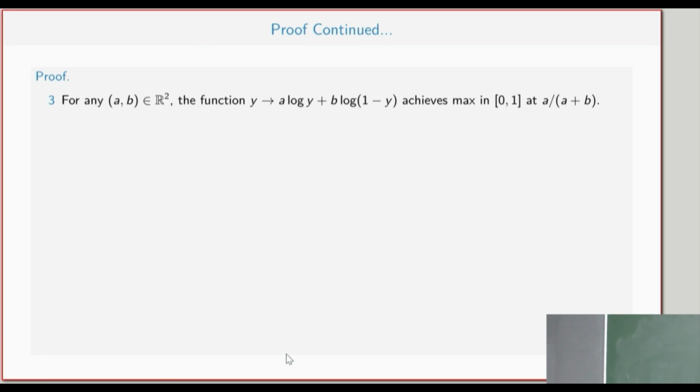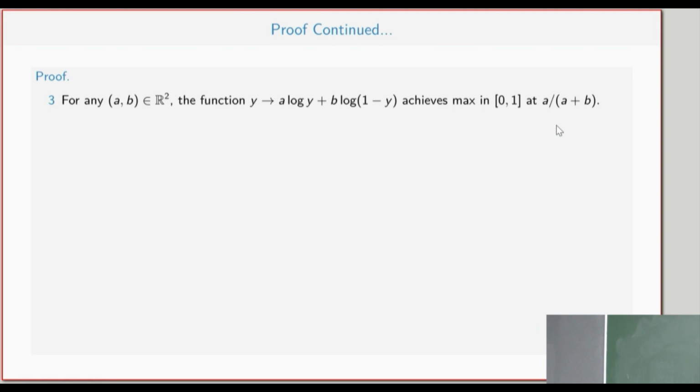So this achieves maximum. This is seen as a function of y. So this is some function f of y, where a and b are given to you. What you have to prove is that the maximum of this function f of y is achieved in the interval 0, 1 at a divided by a plus b. So this is a calculus result.